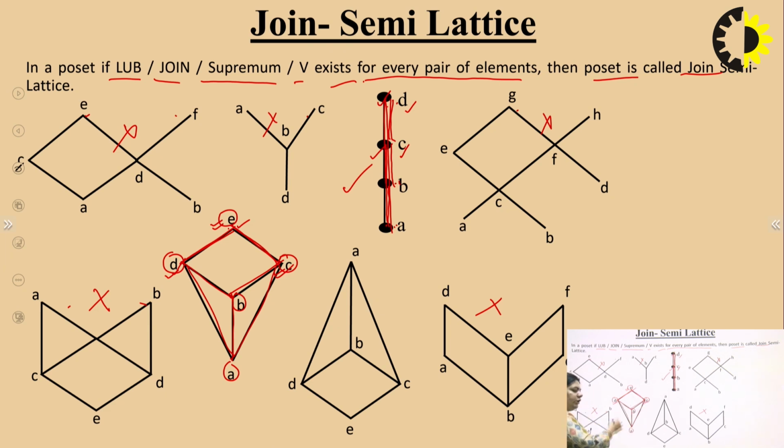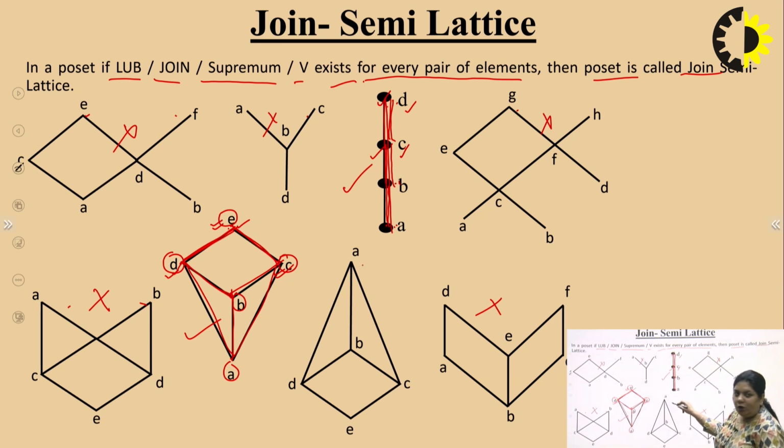So for each and every pair of elements, we are able to find the join. For B and E also, we can find the very first point. So we can say that this is a join semi-lattice, because for each and every pair of elements we are able to find the join. Now again, see this figure.